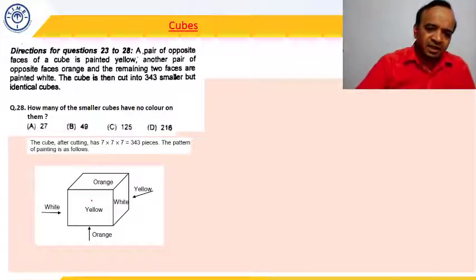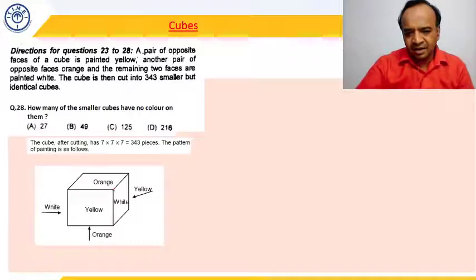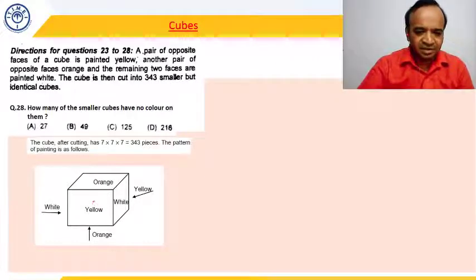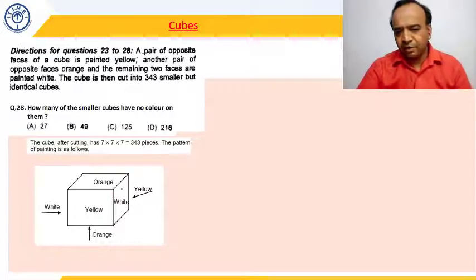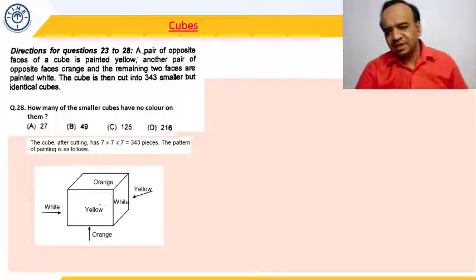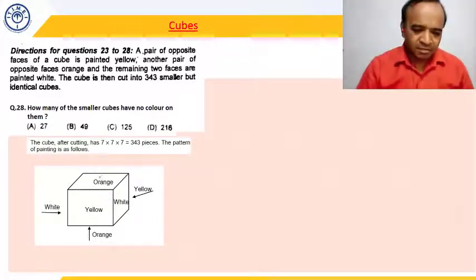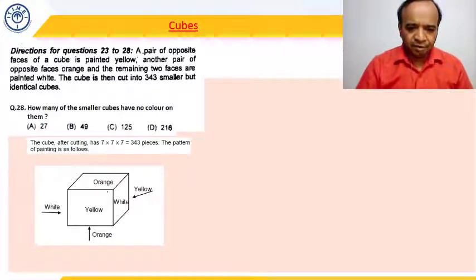And how many such pieces are there? If you remove one layer from each dimension, with a total of 7 in each of the dimensions, then 5 pieces will be available. And if you remove all these layers, it will look like this.